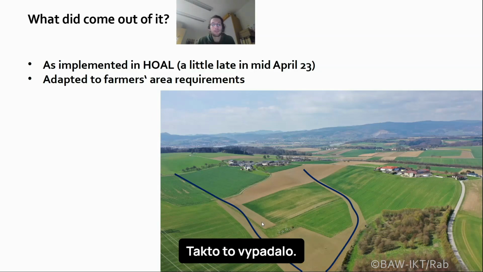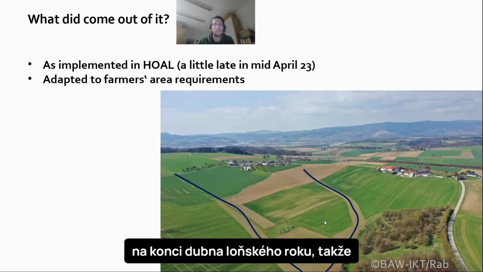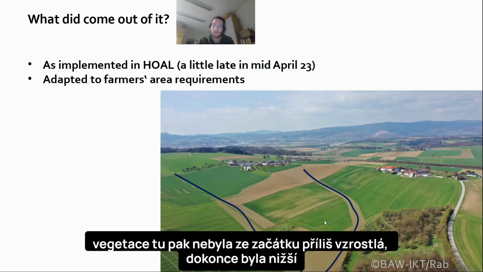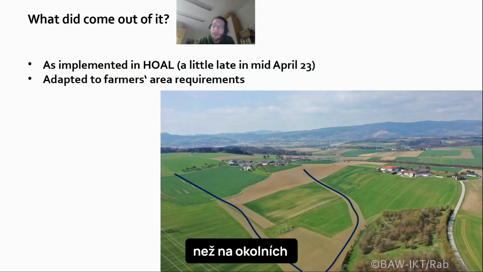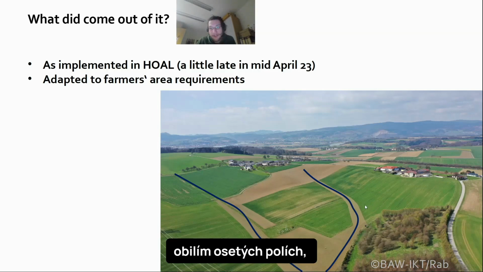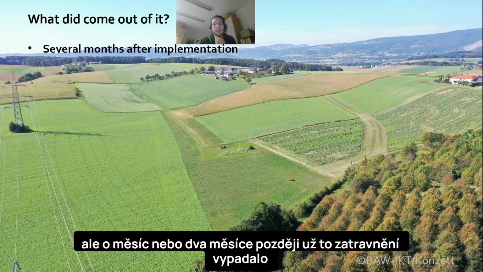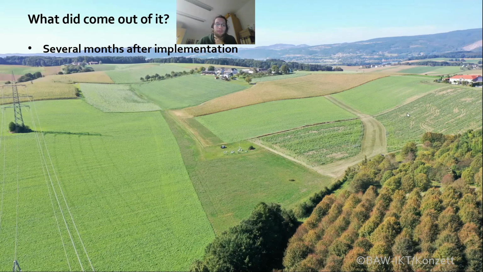Yeah, that's what it looked like, I think, immediately after implementation. This was rather late in April last year. So actually the soil cover was not very high here. It was even lower than on the surrounding cereal fields. But this is what it looked like 1 or 2 months later. It already looked a lot better.